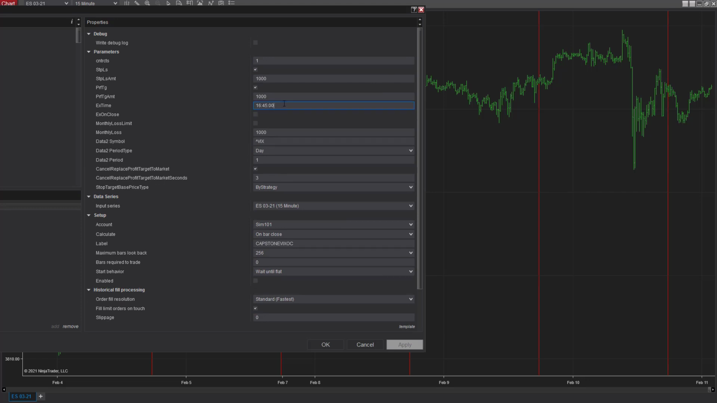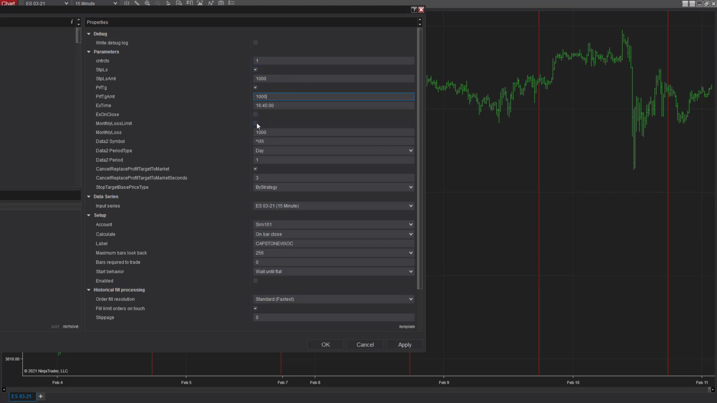The market closes at 1700. So at the open of the 1645 bar is when this strategy exits, when there's 15 minutes left in the session. It exits at the open of the last 15-minute bar. And there's a $1,000 stop loss, $1,000 profit target. One contract is a one contract trade.